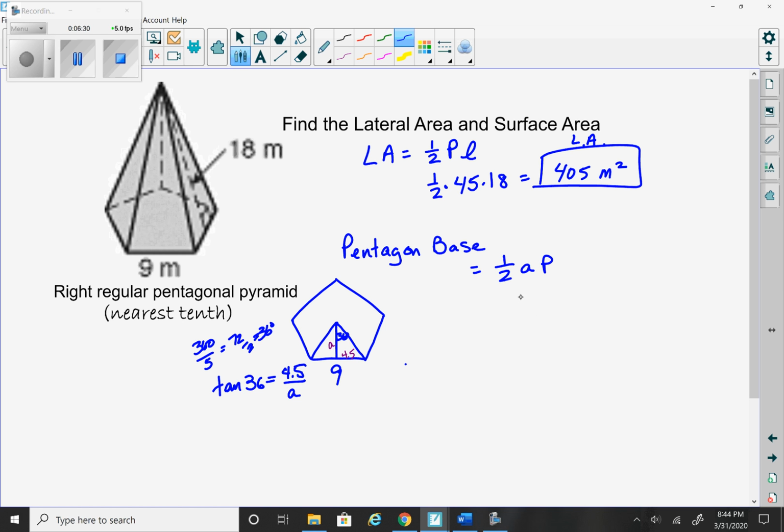When you get a value for the base, I want you to add it to the lateral to come up with your total surface area. So again, we want this to the nearest 10th. So go ahead and pause the video, use your calculator, come up with the area of the base, add them together, and get your total surface area. Pause.